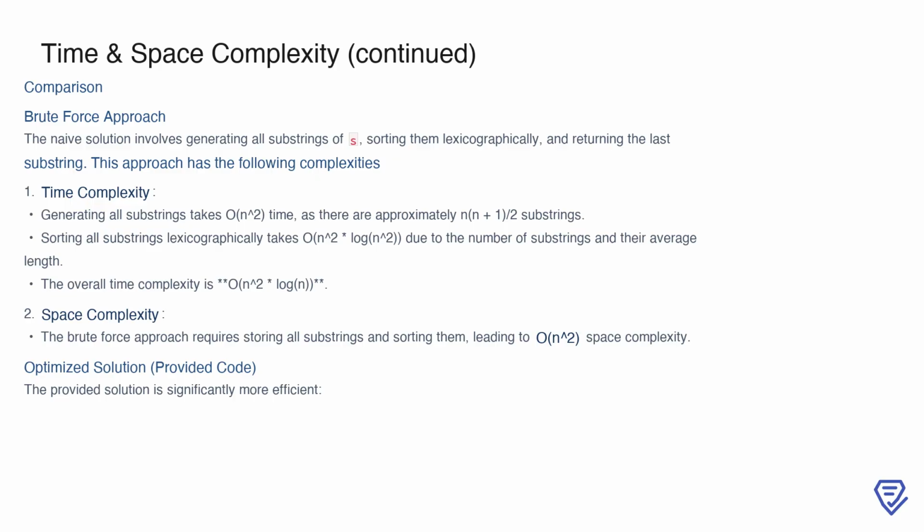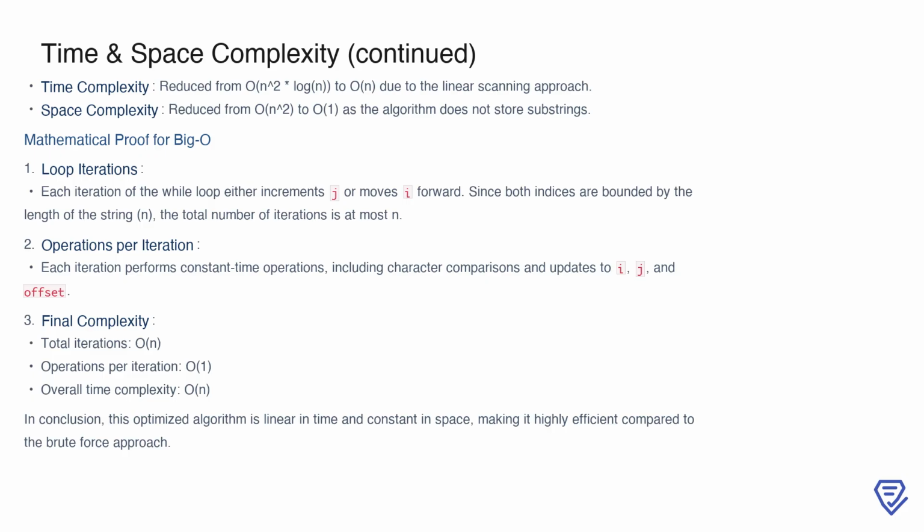Together, the overall time complexity for the brute force method reaches O(n² log n). Additionally, the space complexity is O(n²), as all substrings need to be stored in memory. In stark contrast, the optimized solution avoids generating or storing substrings, achieving a dramatic reduction in both time and space complexity. To summarize, the optimized solution reduces the time complexity from O(n² log n) to O(n) by adopting a linear scanning approach. The space complexity is also reduced from O(n²) to O(1), since no substrings are stored, and the algorithm uses only a fixed number of variables.